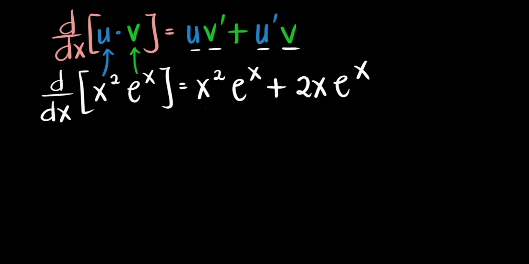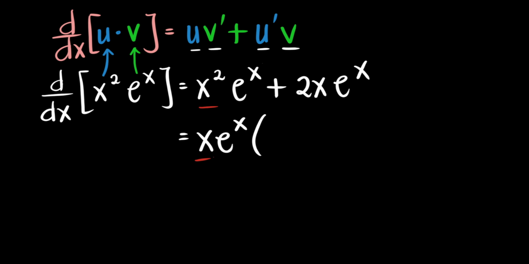Notice the variables in this expression. At this point, we can factor. Here we have x squared times e to the power x, and here we have 2x times e to the power x. So they have x times e to the power x in common.